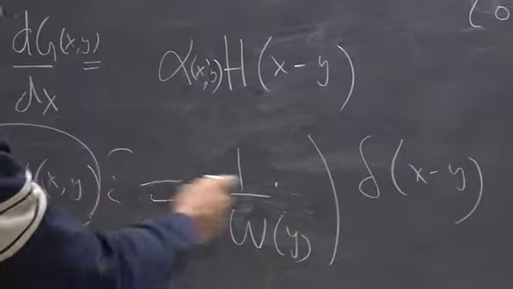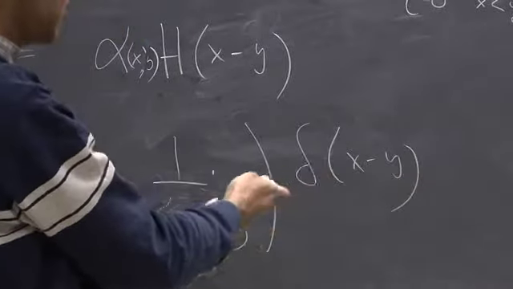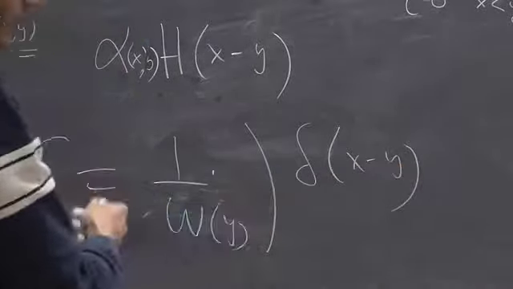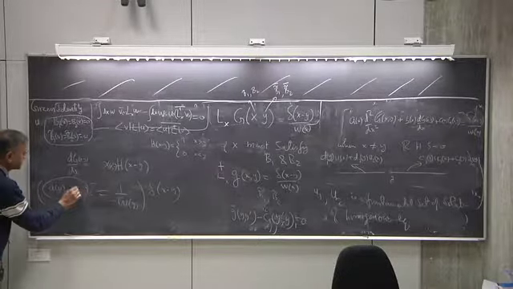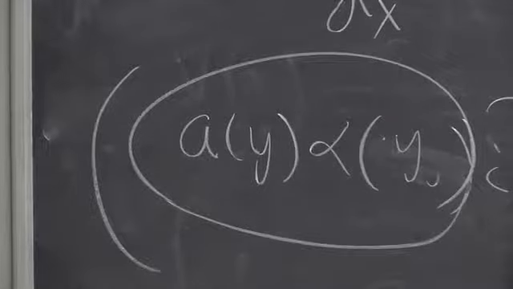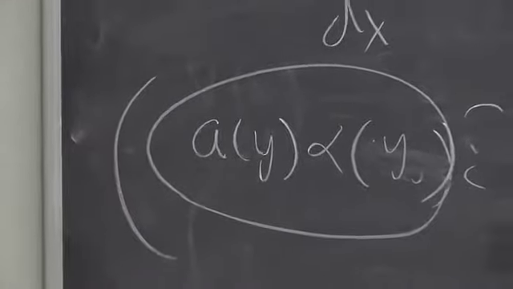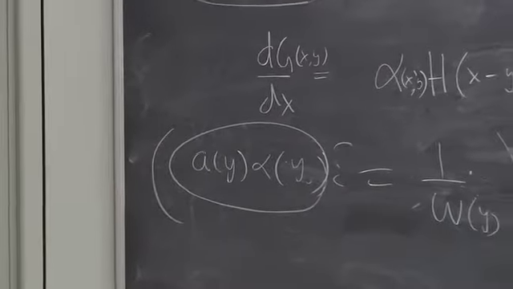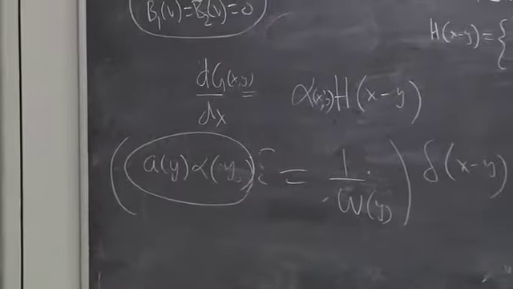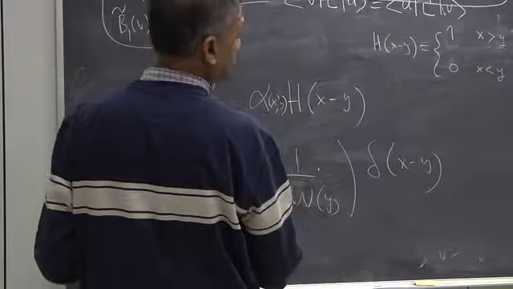This Dirac delta function is 0 whenever x is not equal to y. So the only non-trivial condition is when x equals y. So basically, we can just substitute everything by y here. So alpha is some function of y. That's what this is telling you. So what is this saying?